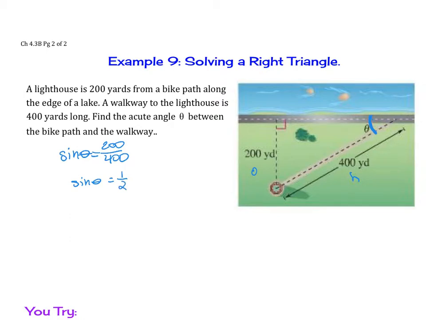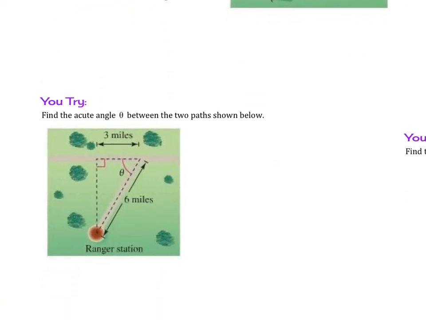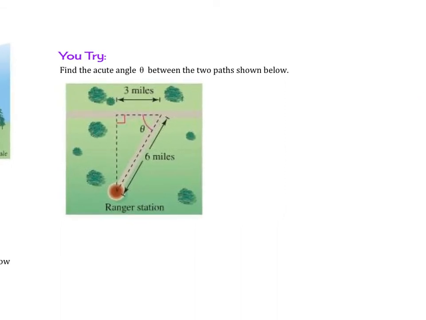Hopefully knowing your unit circle pretty well, or getting to know your unit circle really well, when is sine of theta 1/2? Well, hopefully you can remember that sine is 1/2 at 30 degrees. So that's the angle between the bike path and the walkway. You don't even have to use a calculator. Try this example here. Find the acute angle theta between the two paths shown.